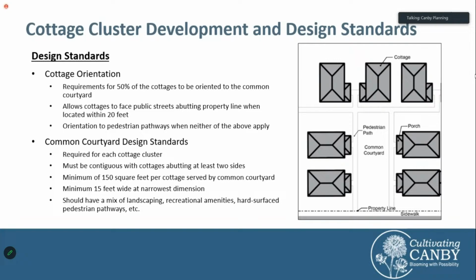So the recommendation at this point is to have a minimum width of 15 feet at its narrowest point. So you could have a rectangle like what's shown on the screen, so long as that narrowest point is 15 feet wide. And we do want to see a mix of amenities in this space. So we do want to see landscaping, hardscape, or maybe those pervious pavers for the sidewalks, and other amenities that the developer or the community might want to see there to support the community use of that space.